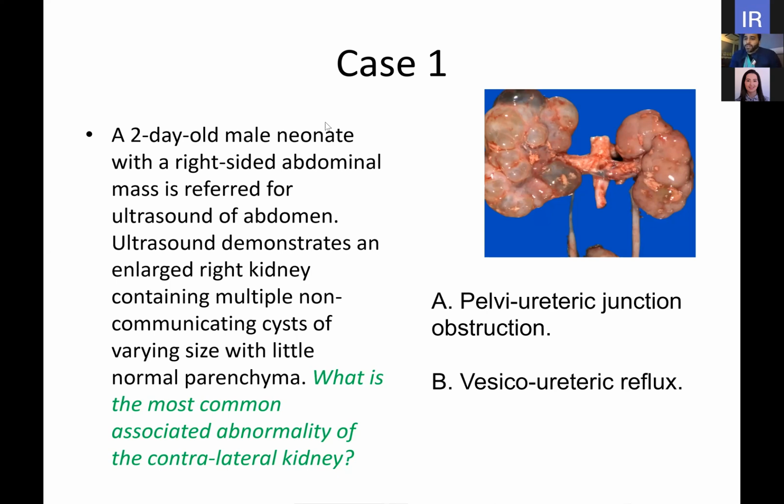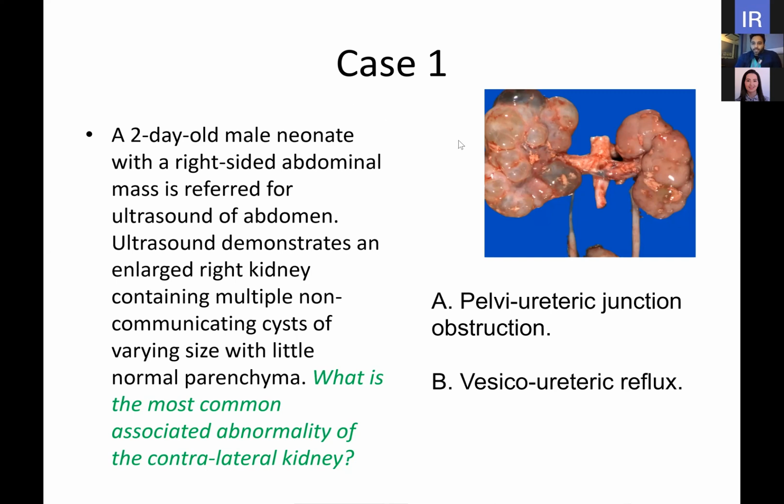So vesicoureteric reflux. So urine refluxing from the urinary bladder up towards the kidney. And the reason why this is important, remember I said that this cystic kidney is virtually non-functional. So you want to try and protect the opposite kidney as much as possible. And we'll talk about vesicoureteric reflux and its associated complications.